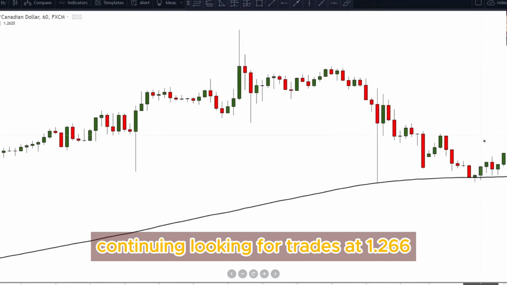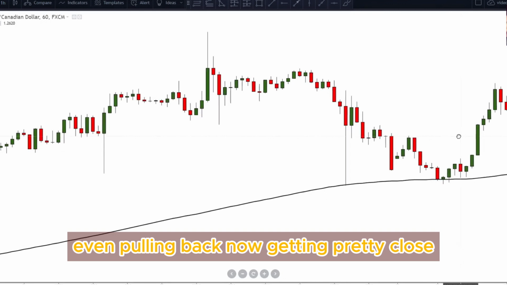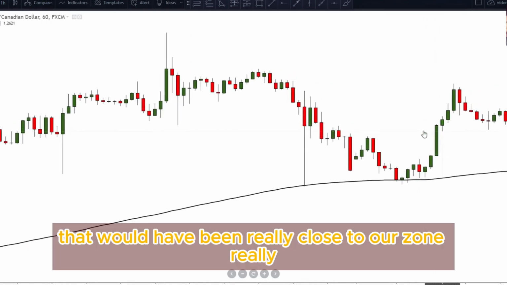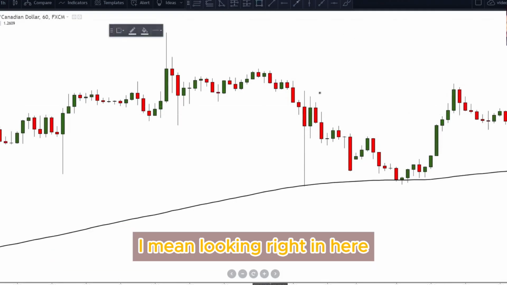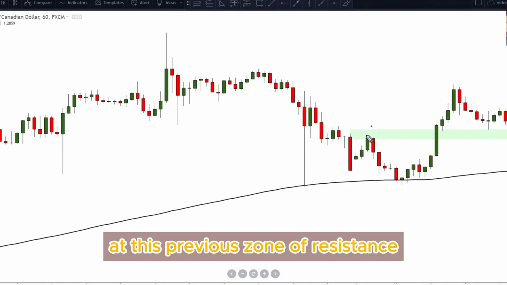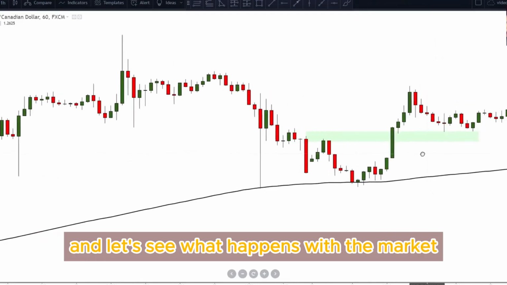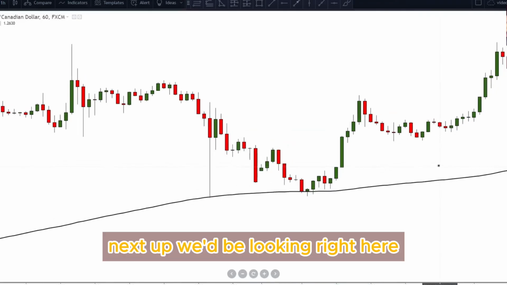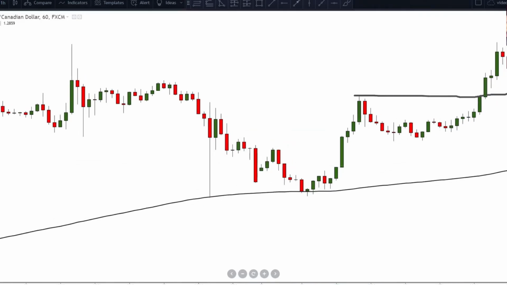Continuing looking for trades at 1.266 even. Pulling back now. Getting pretty close. That would have been really close to our zone. I mean, looking right in here at this previous zone of resistance, and let's see what happens with the market. We get that pretty big push up. Awesome.